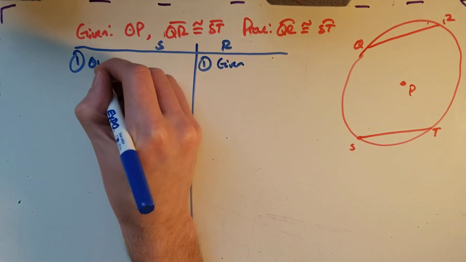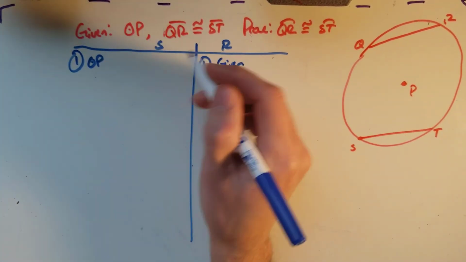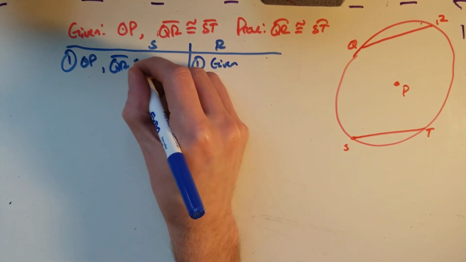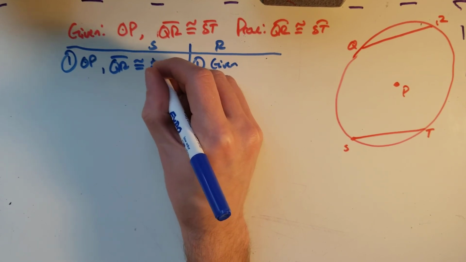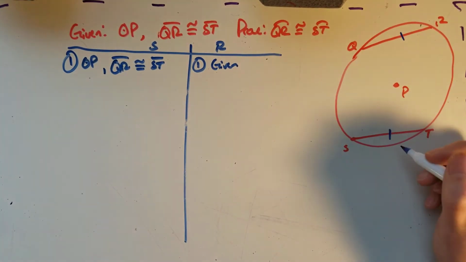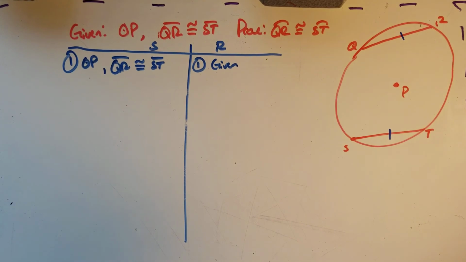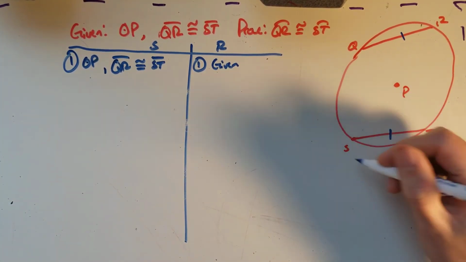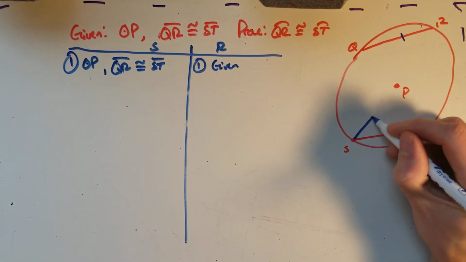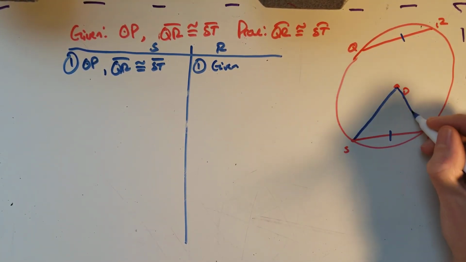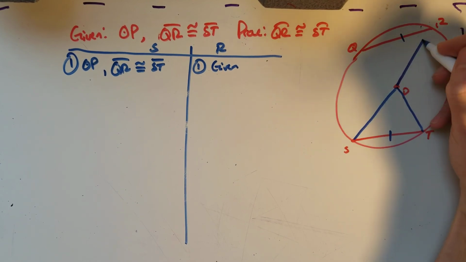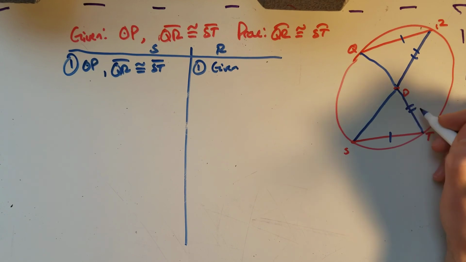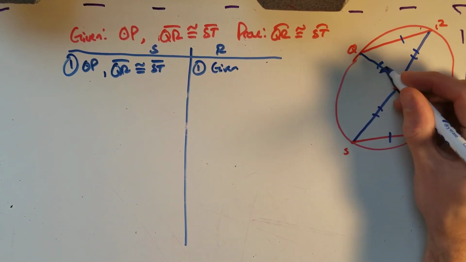We know that we have circle P, and we have the two chords, QR is congruent to ST. We know this. And let's think of some other things that we know with circles. Well, with circles, any point that lies on the circle is the same distance from the center. We call that the radius. So all of these segments are going to be congruent because they all represent the radius.